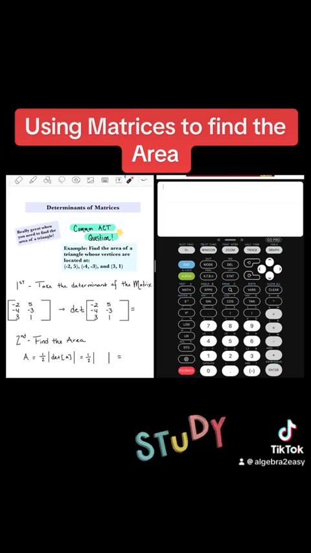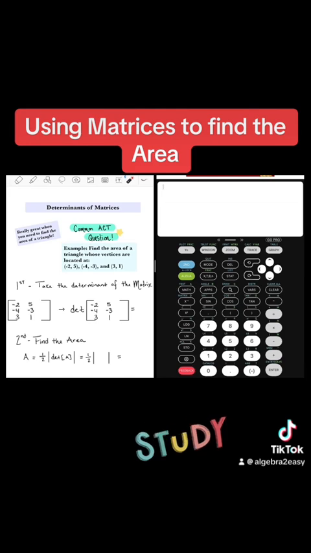Now, normally the determinant of a matrix helps you with finding the inverse. But what we're going to focus on is how I can answer a common ACT question using determinants. For example, they ask you to find the area of a triangle whose vertices are located at, and they give you 3 ordered pairs. In our example here, I've done the same thing. I've given you 3 ordered pairs. Not a lot of people know that a matrix will help you solve this question quick and simple.